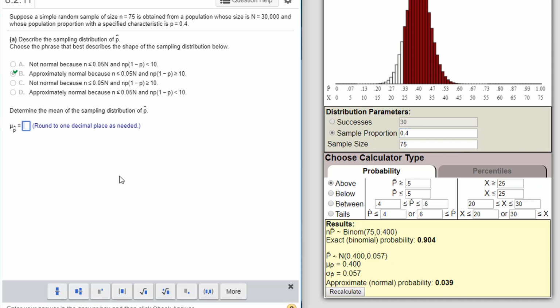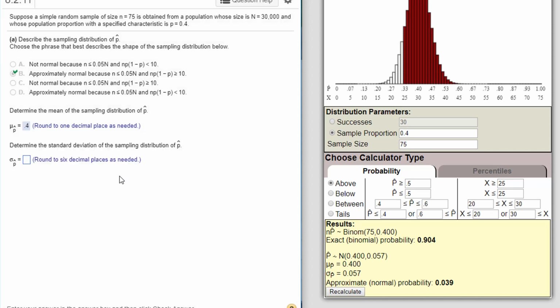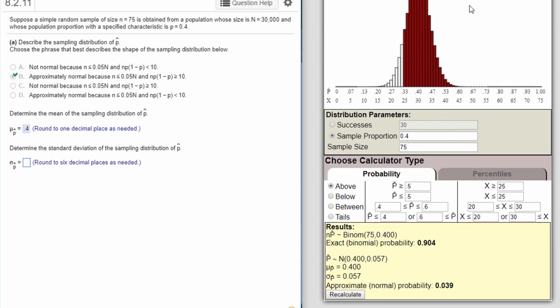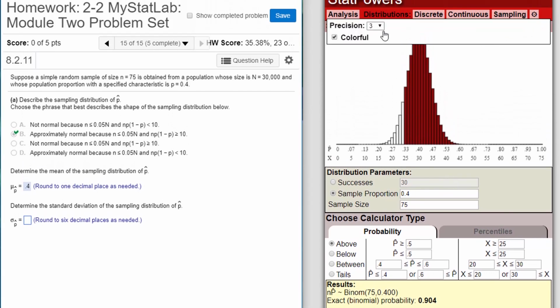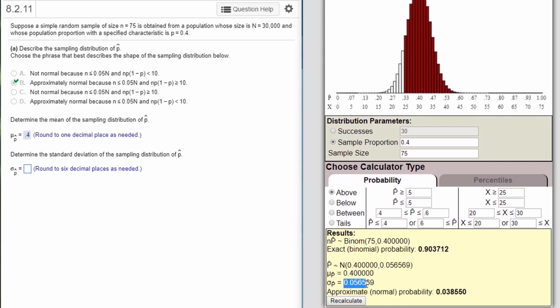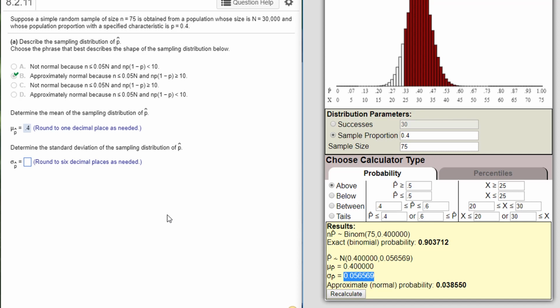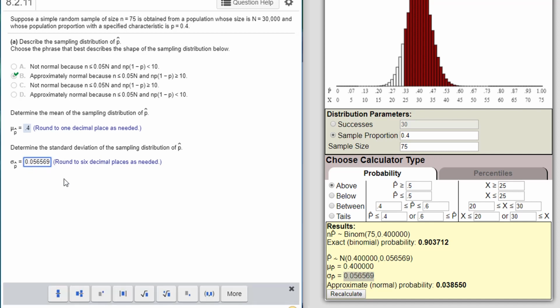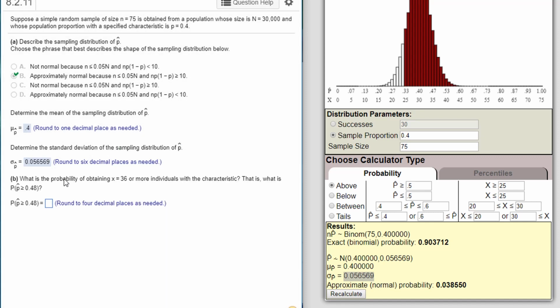So let's put that in, 0.4 for the mean. And 6 decimal places. Come on, man. That's so many. All right. The standard deviation of p hat is 0.056569. You happy? Yes.